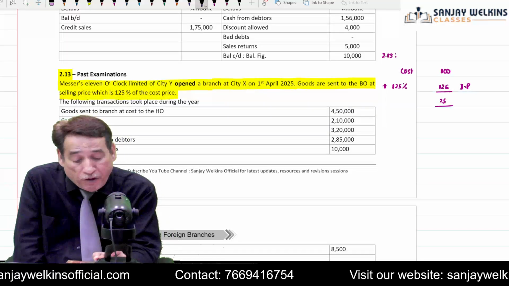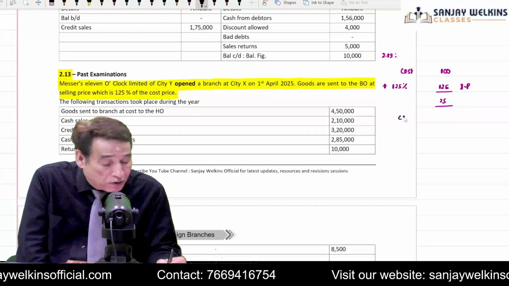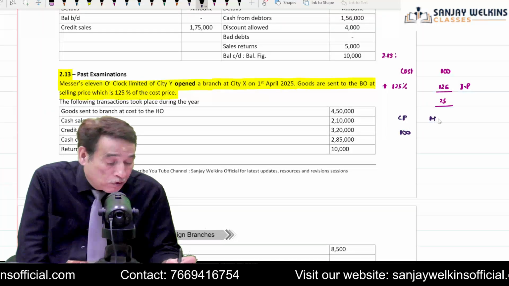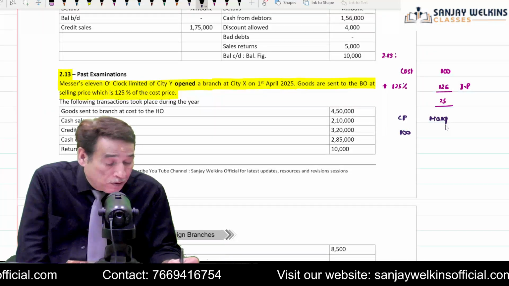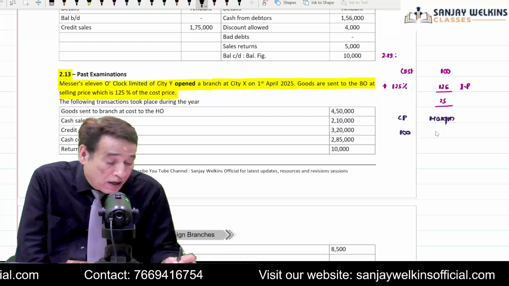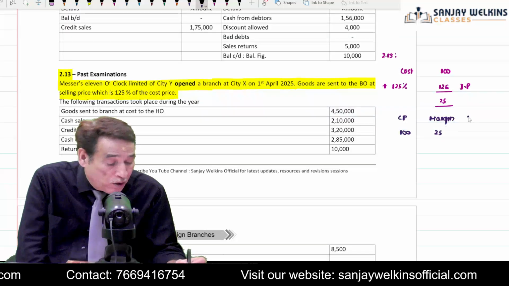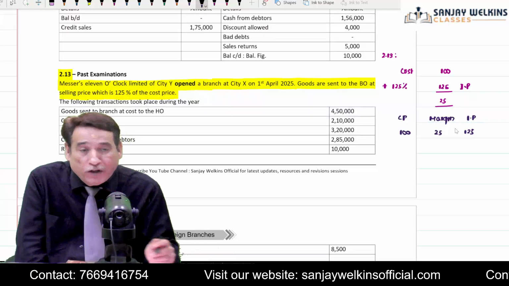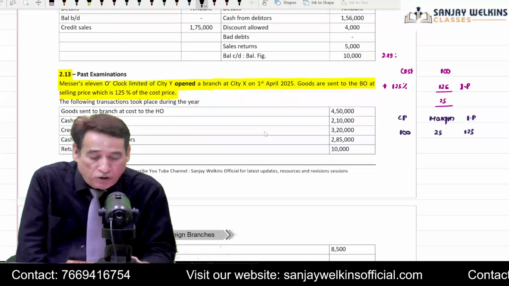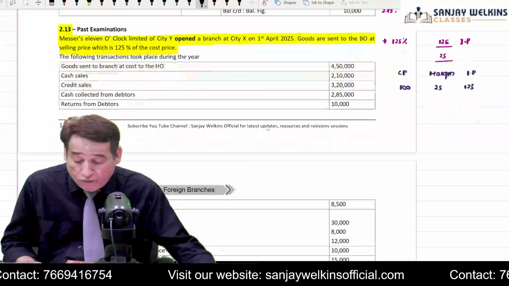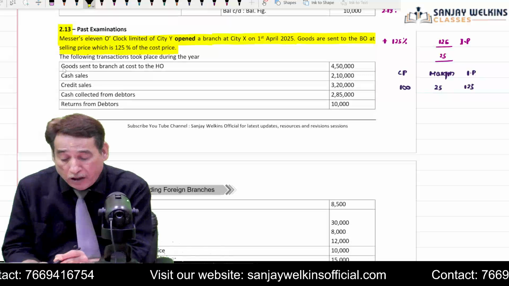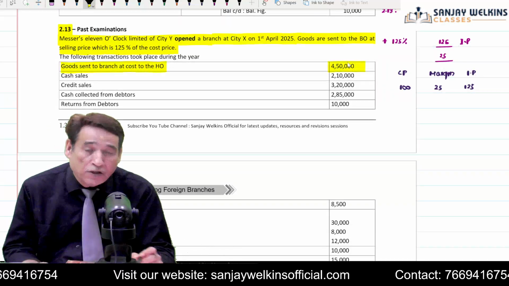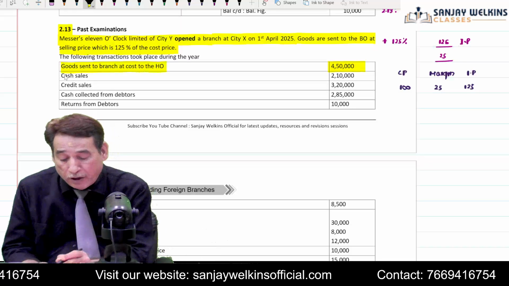So later on when you are going to frame the rates, you will consider cost as 100, your margin will be equal to 25, and your invoice price will be equal to 125. So rate of loading will be 1 by 5 on invoice price and 1 by 4 on cost. Further, in this particular question, you are being given goods sent to branch at cost to head office. So this item is at cost, first of all, because cost to head office is written.